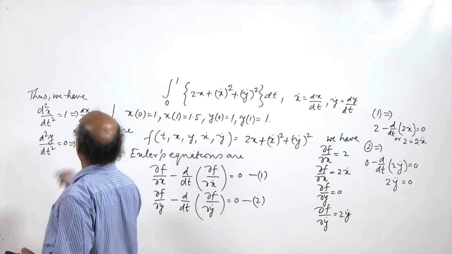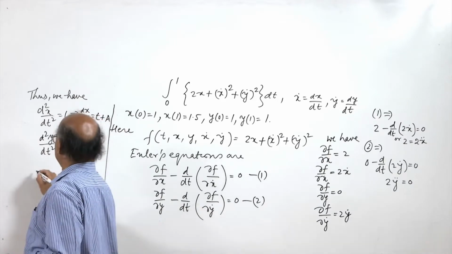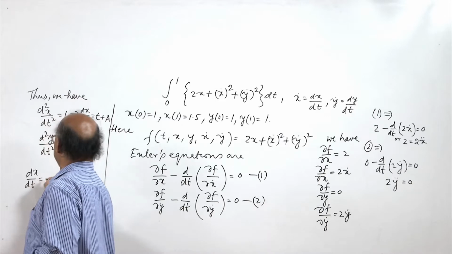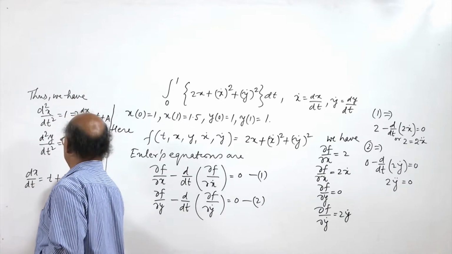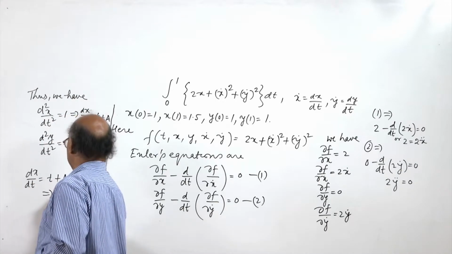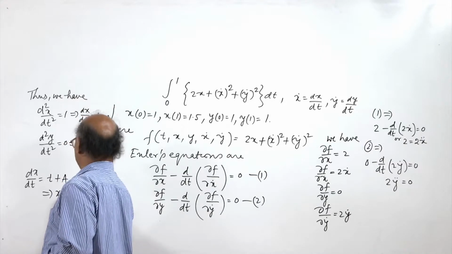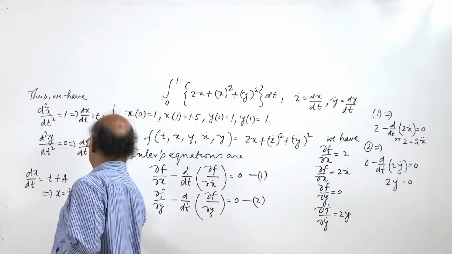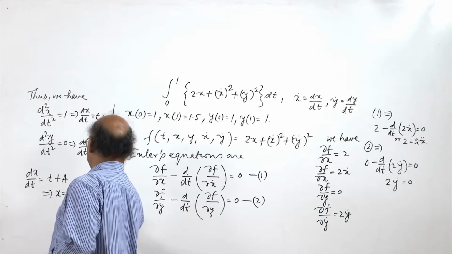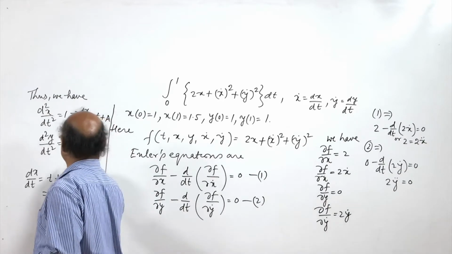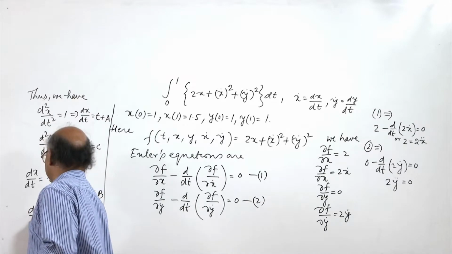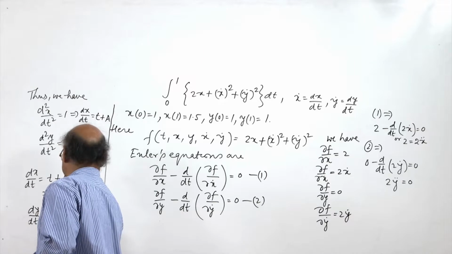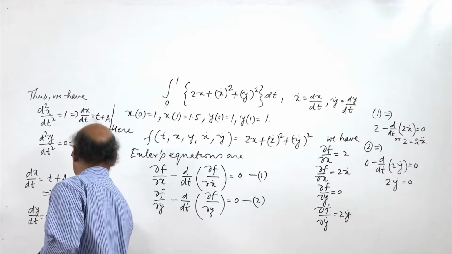So we further integrate this equation: dx by dt equal to t plus a gives us x equal to t square by 2 plus at plus b, and dy by dt equal to c gives on integration y equal to ct plus d.